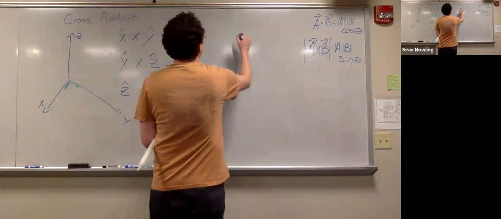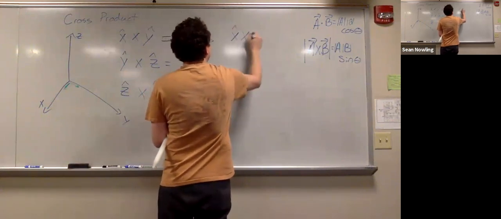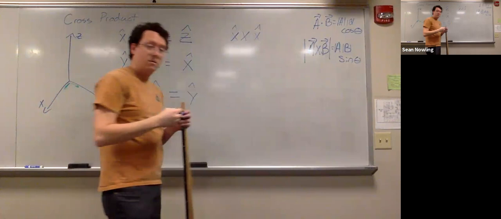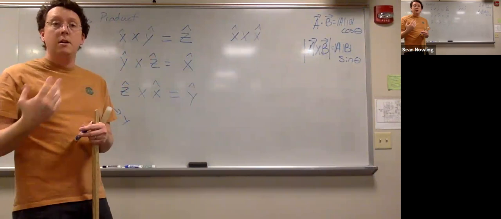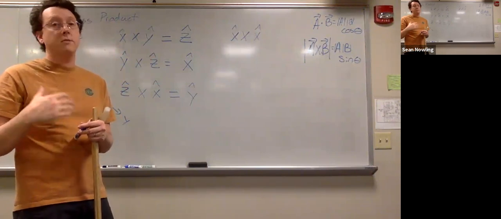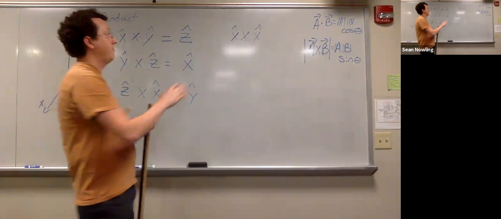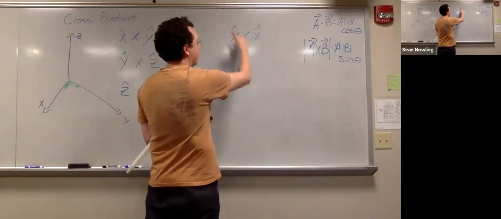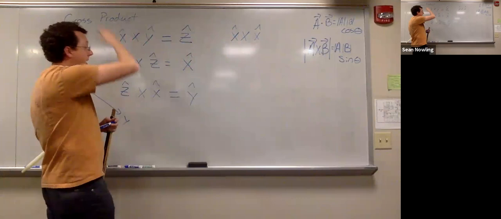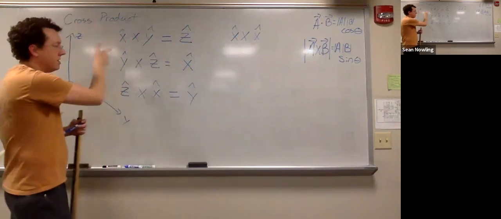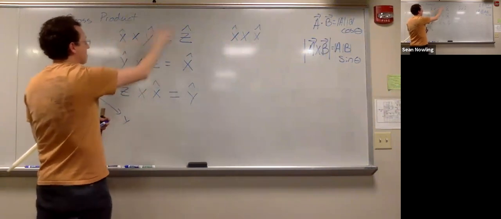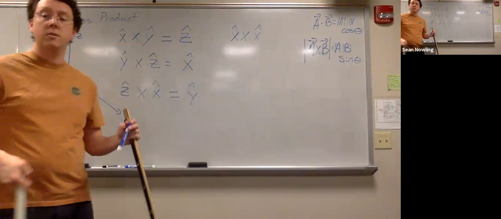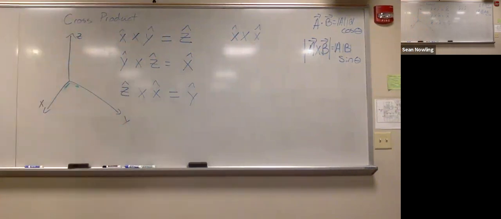If you do something like x hat cross itself, well, x hat is parallel to itself. The cross product between any two parallel vectors is 0. So the cross product doesn't know about the diagonal stuff. It knows about the off-diagonal stuff, but it combines them in a special way so that x, y gives z, but y, x gives minus z. Okay, take a second and confirm to yourself that those are all correct.